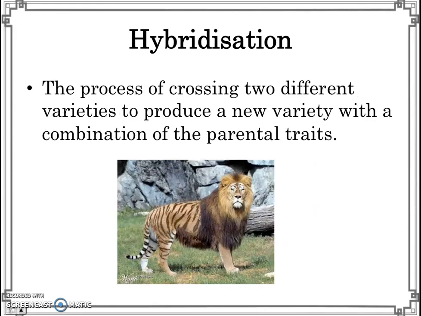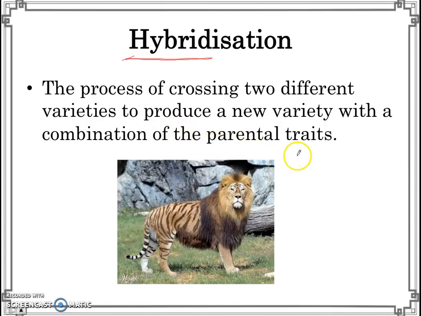Okay, in the last part of this video, I'm going to introduce you to this process called hybridization. Have you heard of the word hybrid? You might know that it refers to the combination of two things, right? A hybrid. And so hybridization is the process where two different varieties are crossed together to produce a new variety which has a combination of the parental traits.